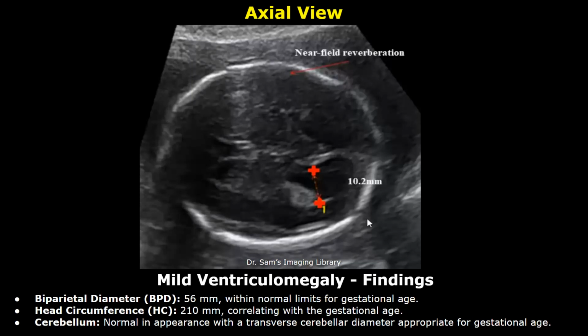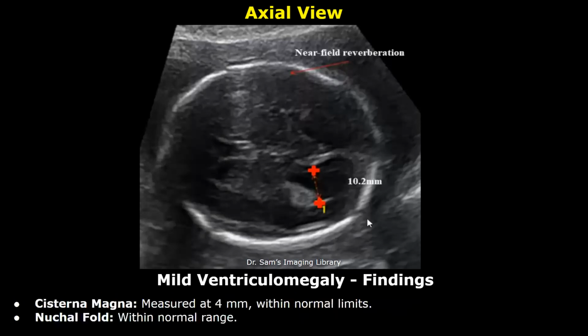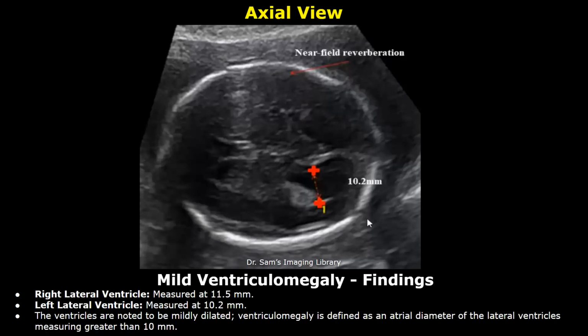Cerebellum is normal in appearance. Cisterna magna measured at 4 millimeters, within normal limits. The nuchal fold is also within normal range. These are the findings of the ventricles. Right lateral ventricle measured at 11.5 millimeters. Left lateral ventricle is measured at 10.2 millimeters.